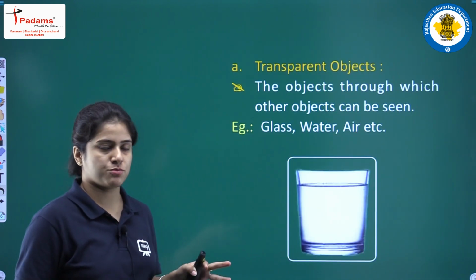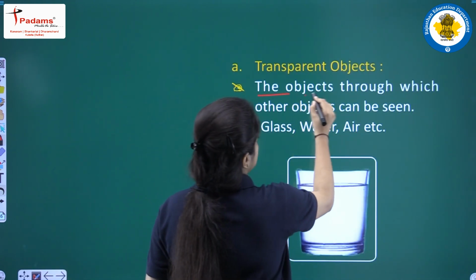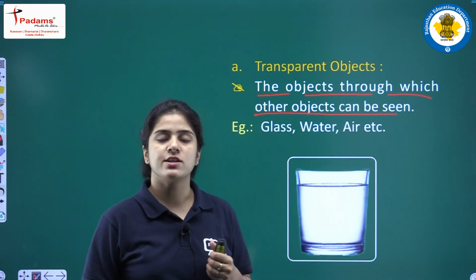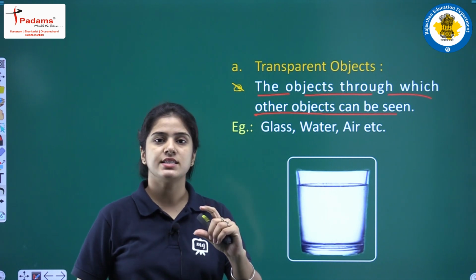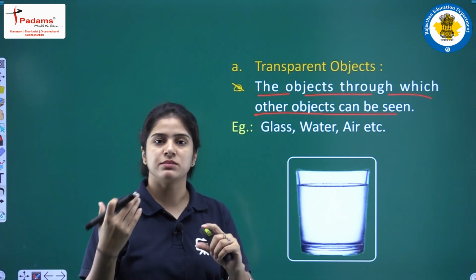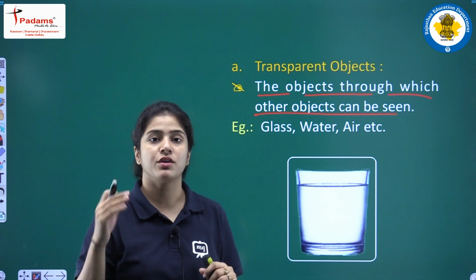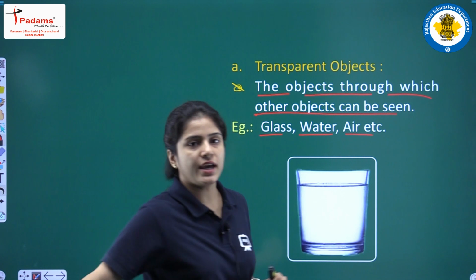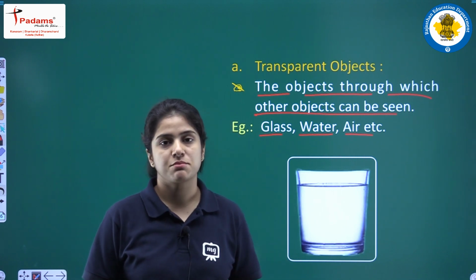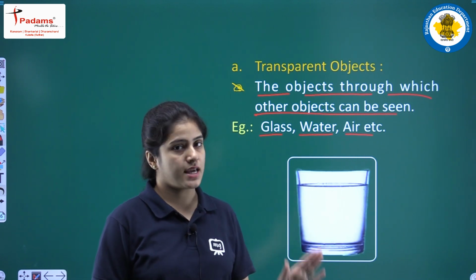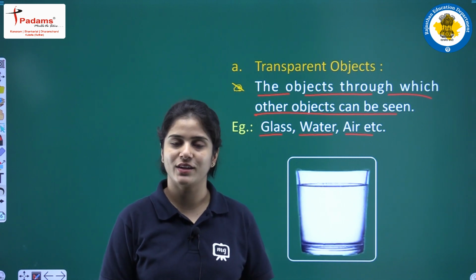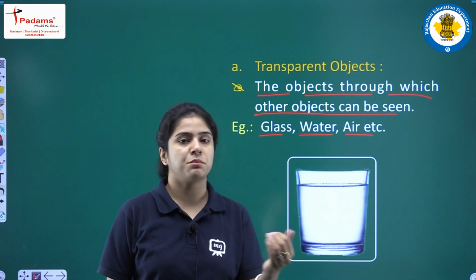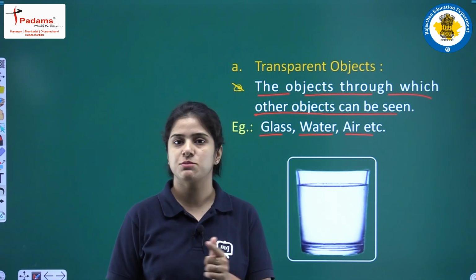What are transparent objects? The objects through which other objects can be seen clearly are called transparent objects. For example, you can see yourself clearly in glass, in water and in air. These are transparent objects because you are able to see the other objects clearly. We are in the presence of air, that is why we are able to see the other person clearly. So air is a transparent medium.